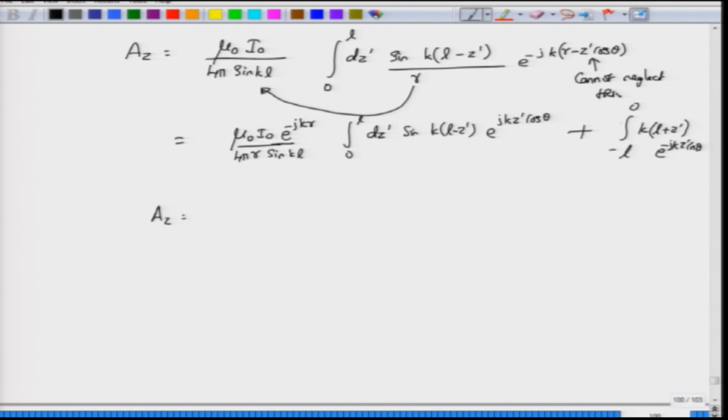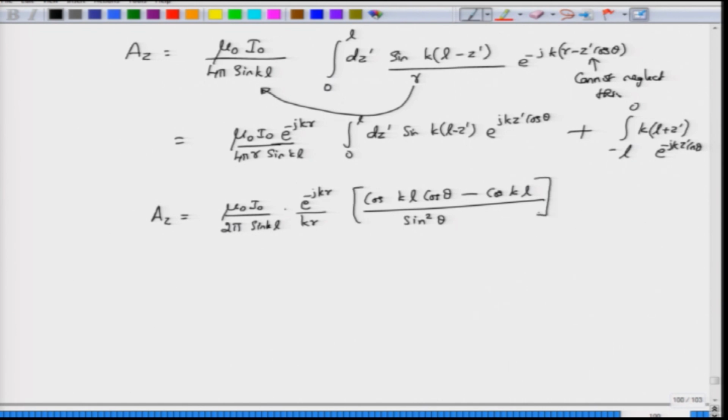So, you can reverse the limits from minus L to 0 into 0 to L and add it to the same integral, and then you get a simplified expression and can integrate the whole thing. I will leave this as an exercise for you. It is just about 2-3 steps to show this: mu 0 I 0 divided by 2 pi sin k L, multiplied by e power minus j k r divided by k r. And you have cos k L cos theta minus cos k L divided by sin square theta.